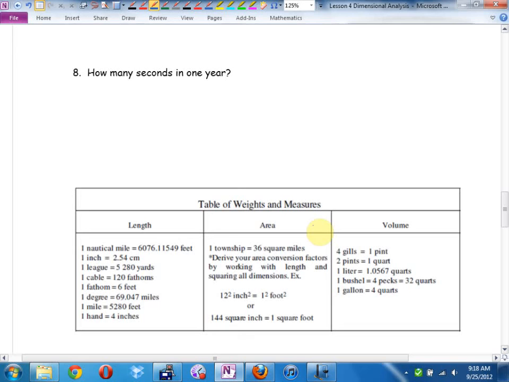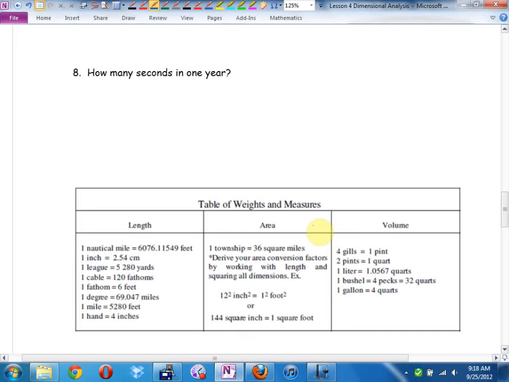How many seconds in 1 year? Anybody know? I did have one kid who had it memorized. Or they knew how many minutes were in 1 year, because I think the musical Rent has a song that talks about it or something like that, and she knew it.